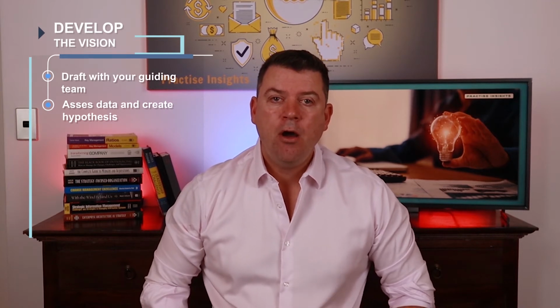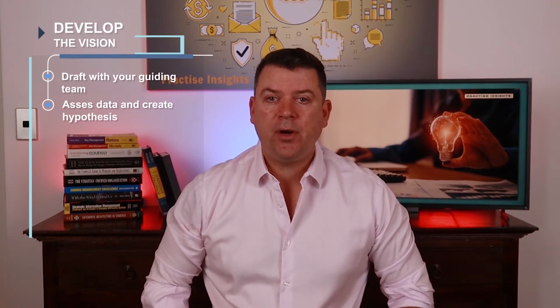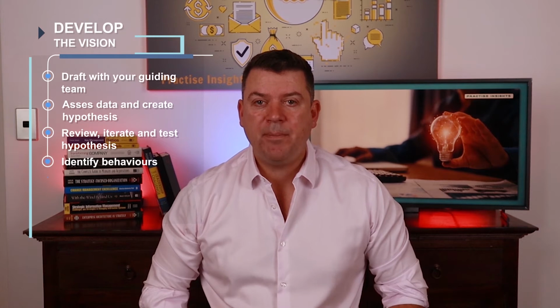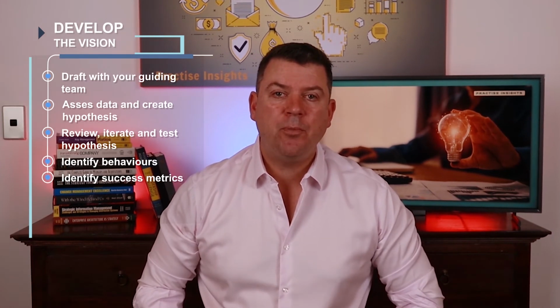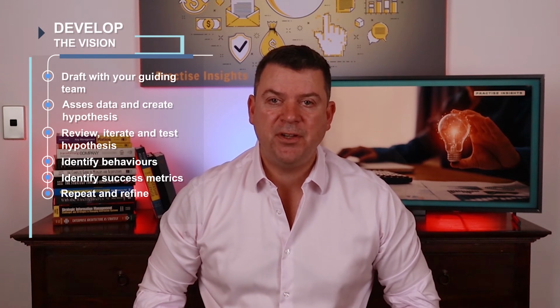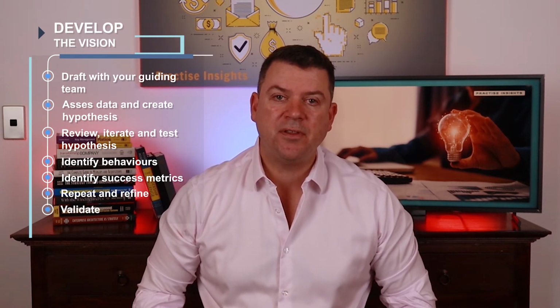In Kotter's model, he recommends that you use your guiding teams to create the first strawman draft of the vision. So to do this, build upon the analysis used when creating the case for change and formulate new hypotheses about how the organisation could differentiate itself in the future. Review and iterate your findings with key stakeholders. Identify behaviours and success metrics needed to affect and measure the change, and repeat each of these steps to refine the vision before validating with a wider audience of stakeholders.